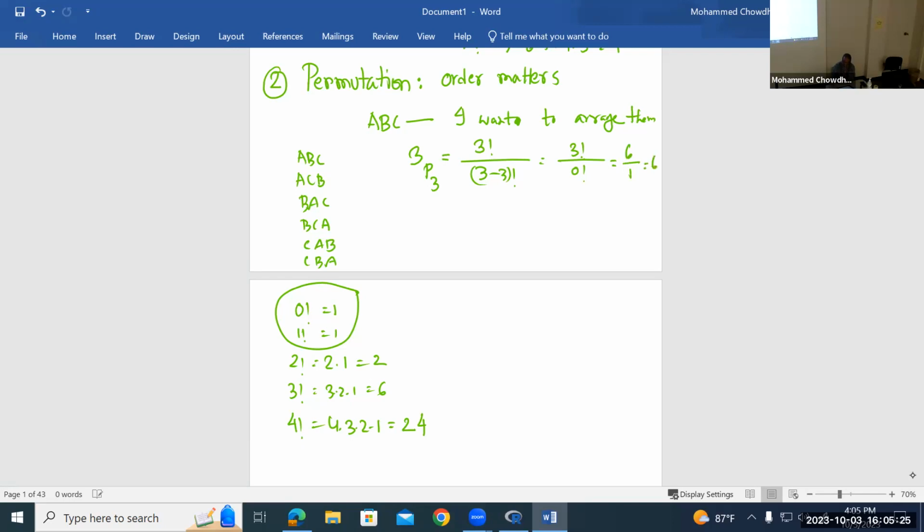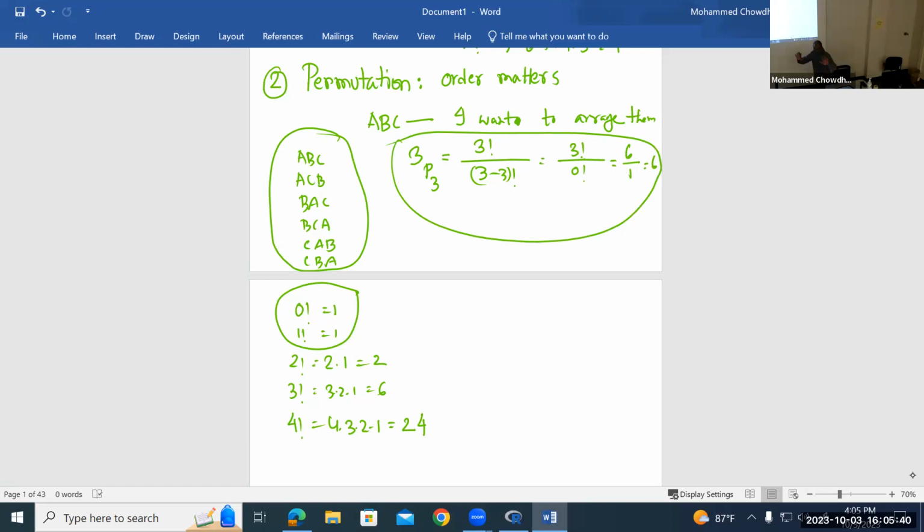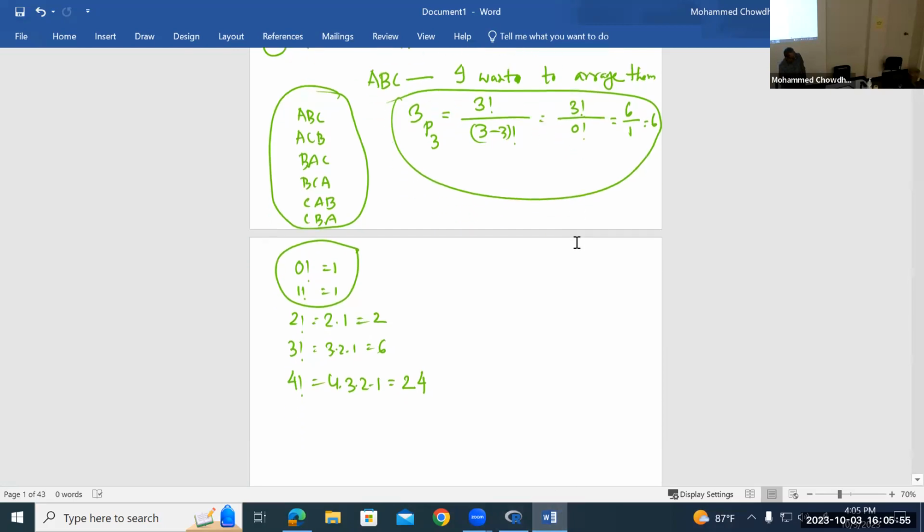So we have 6, right? Are you understanding? This is by visual construction. This is by mathematical formula. What did I say? Permutation, right? Permutation means what? Order matters. Otherwise, you will start fighting yourself. When order matters, then this is called the permutation.